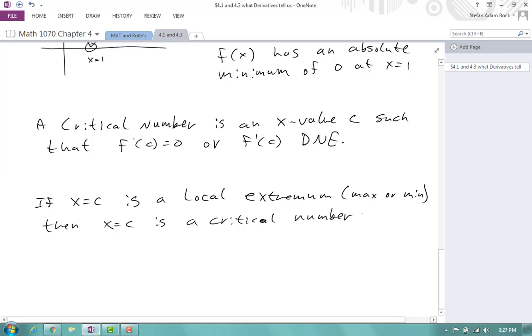So if I'm looking for maxes and mins, I want to find critical numbers. Not every critical number will give me a maximum or a minimum, but every maximum or minimum I find will come from a critical number. So anytime I'm looking for the maximum or minimum of a function, I want to start off by finding my critical numbers. And my critical numbers are again just these, where f prime of x is equal to 0 or f prime of x does not exist.